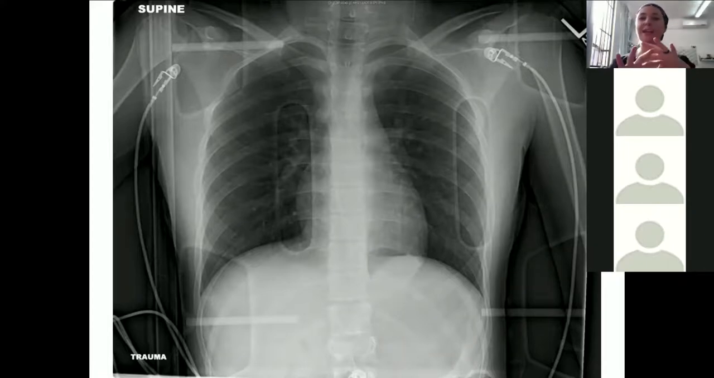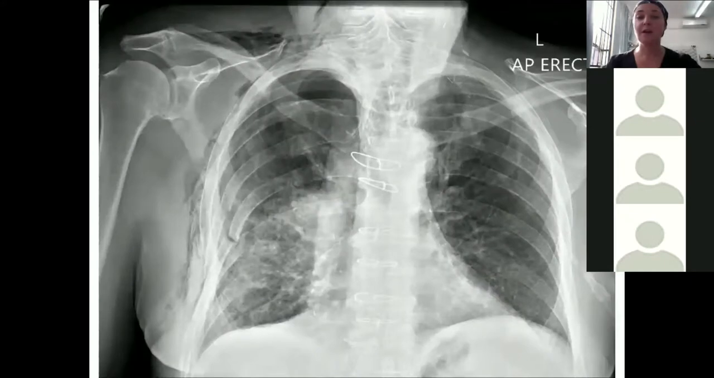So make sure that you're looking at all the other aspects of the x-ray to make sure you don't miss anything. Okay, in terms of extras, I want to know what else is going on in this x-ray. What else can you see on this x-ray?